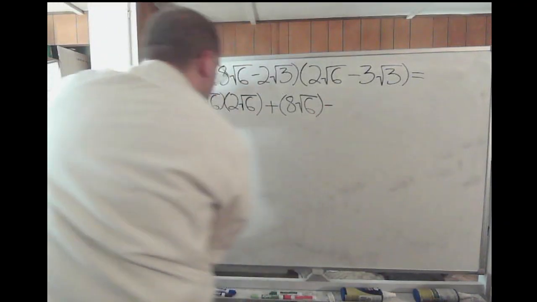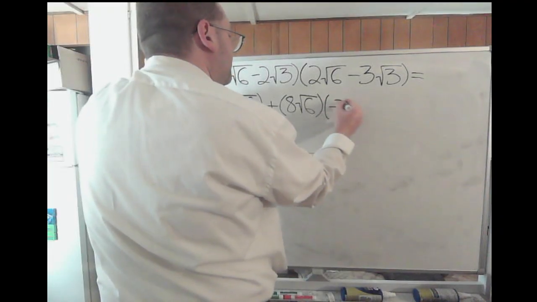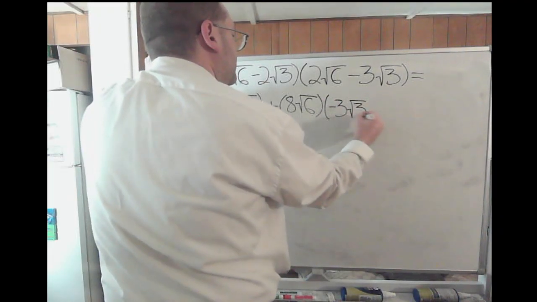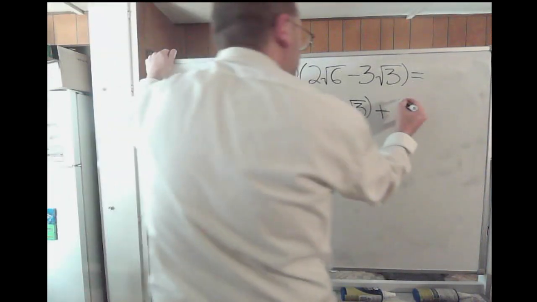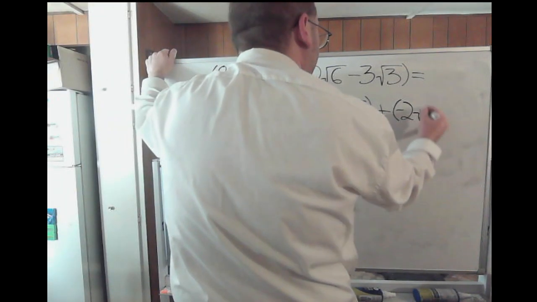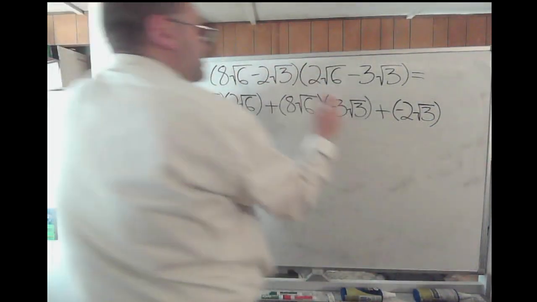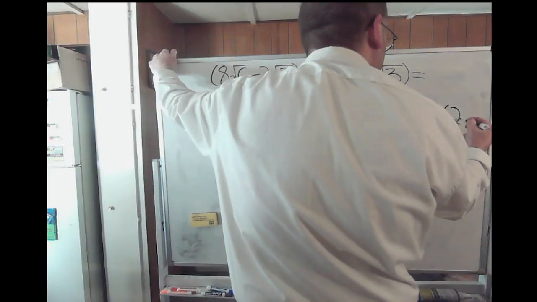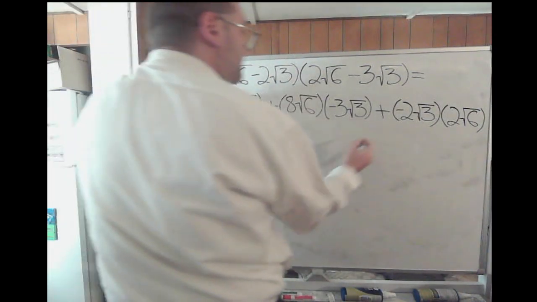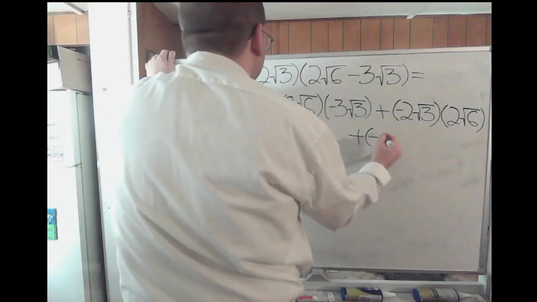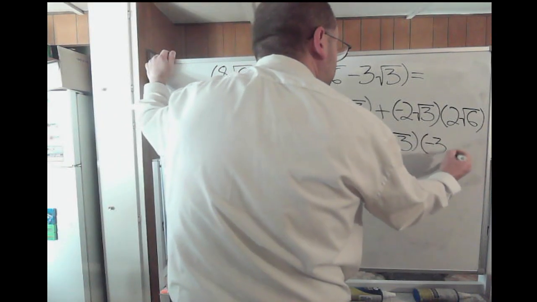times negative 3 times the square root of 3, plus your inner would be negative 2 times the square root of 3 times 2 times the square root of 6. And then your last, you would end up taking plus negative 2 times the square root of 3 times negative 3 times the square root of 3.